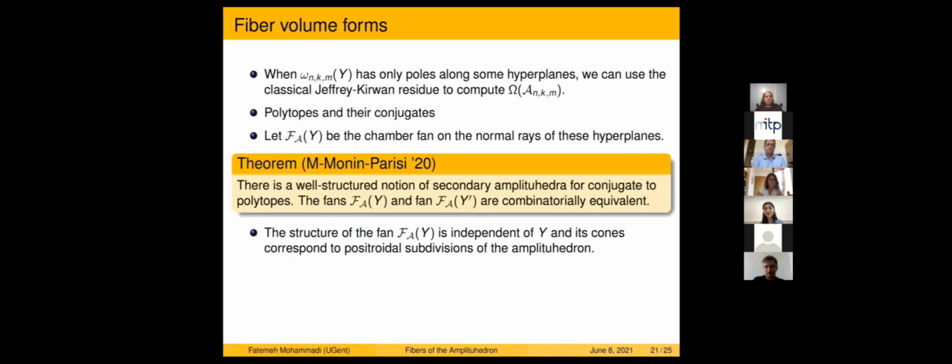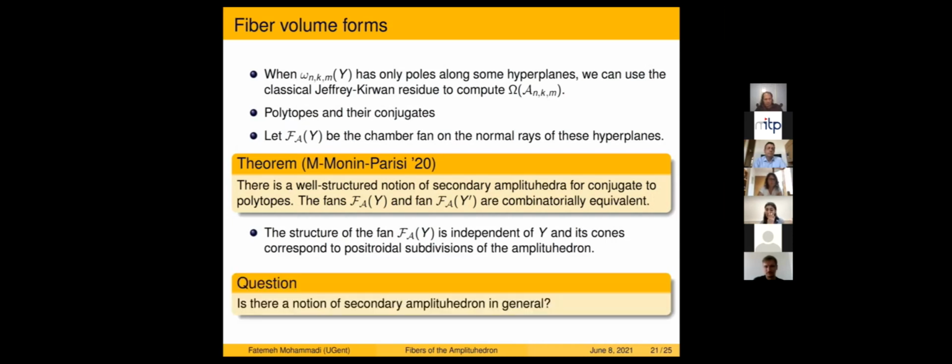Okay, so let me just repeat to make sure that I didn't miss any part. I have chosen a point y in the amplituhedron, and with this y, I chose a parametrization of this y. I computed a fiber volume form, and then I looked into the denominator of the fiber volume form. Then I constructed a polyhedral fan, as a chamber fan, and the claim is that if you take different points and go through the same procedure, you get the same fan combinatorially, and this fan encodes all these subdivisions of the object that we were interested in.